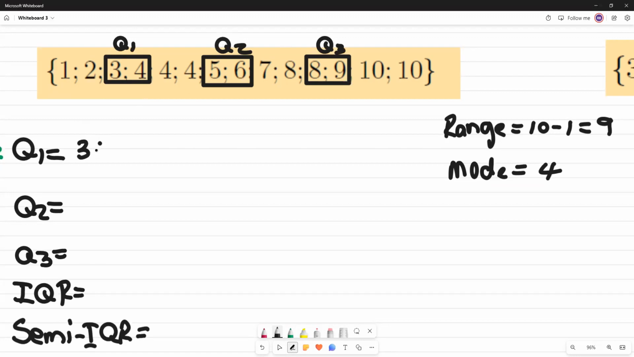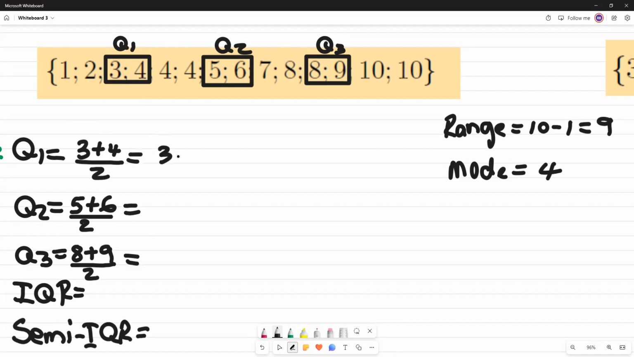If you have two values, you add them. So I have 3 and 4, and then you divide them by 2. I have 5 and 6, and then I'm going to divide by 2. I have 8 and 9, and I'm going to divide by 2. Let's see what the answers are. Here I have 7 over 2, which is 3.5. Here I have 11 over 2, which is 5.5. Here I have 17 over 2, which is 8.5.